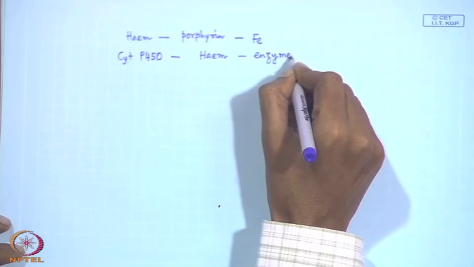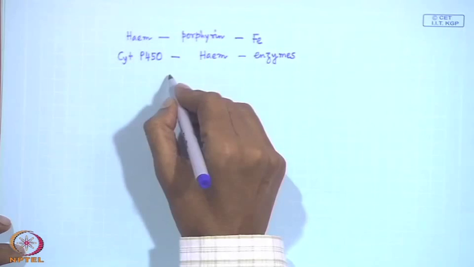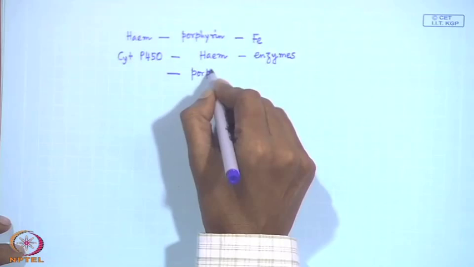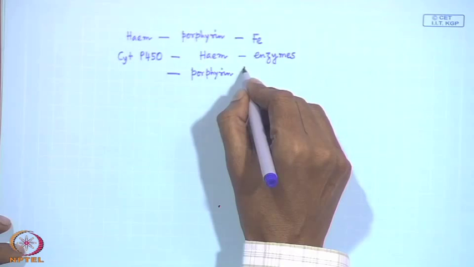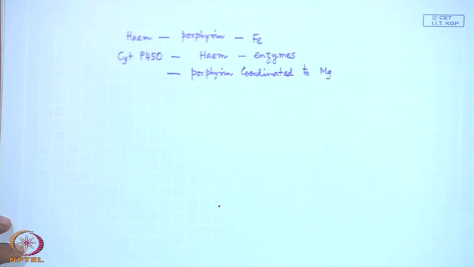Heme enzymes. Then we all know how different metal ions can change the molecule. So the same porphyrin can be used for coordination to magnesium. So when porphyrin is coordinated to magnesium, this particular ligand is very useful to give you chlorophyll.